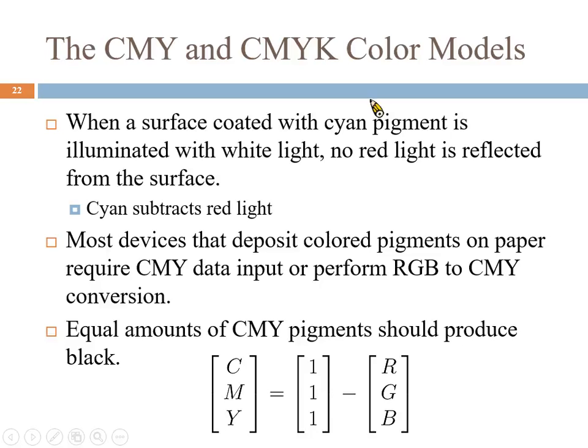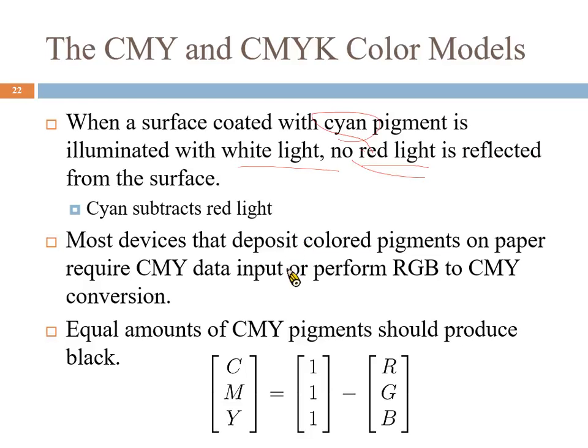The CMY and the CMYK color models are usually used in printers, and as we mentioned above, CMY and CMYK are the subtractive primary colors. When a surface is coated with cyan pigment and is illuminated with white light, no red light is reflected from the surface because the pigment absorbs red light. It just reflects green and blue, so we just perceive cyan. So this is the subtraction concept.